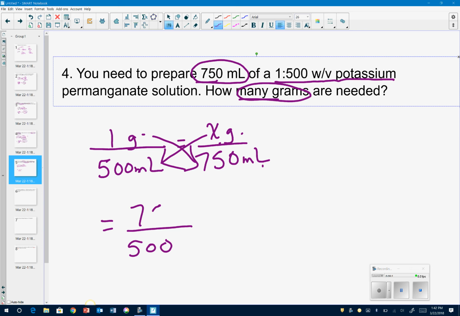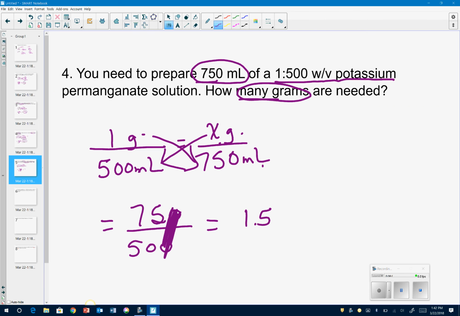750 times 1 would be 750. Again, we can mark out 1 zero because we have those in common on each one. And 75 divided by 50, or 750 divided by 500, is going to be 1.5 grams is their answer.